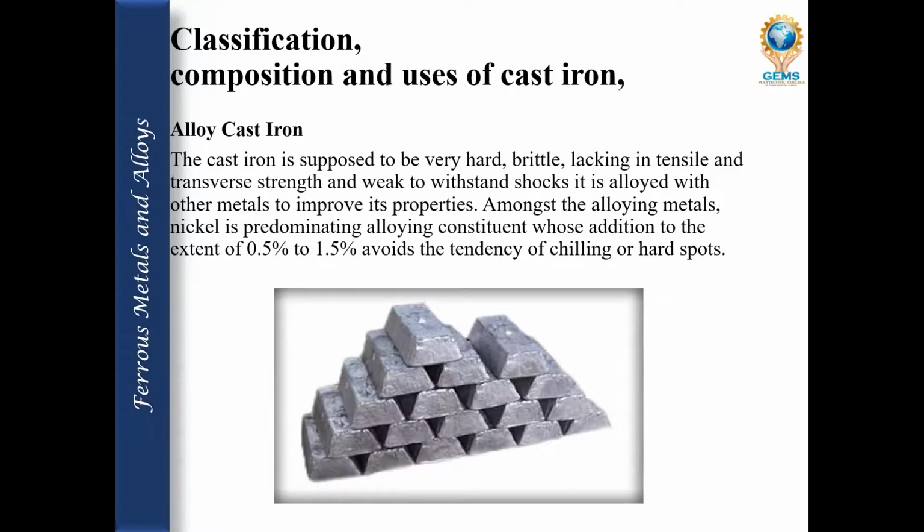So this is the example of cast iron, which you can see; there's a picture. Basically, these cast irons are alloying metal, in which nickel is predominantly the alloying constituent. The nickel content used in the alloying could extend from 0.5% to 1.5% to avoid the tendency of chilling or hot spots.